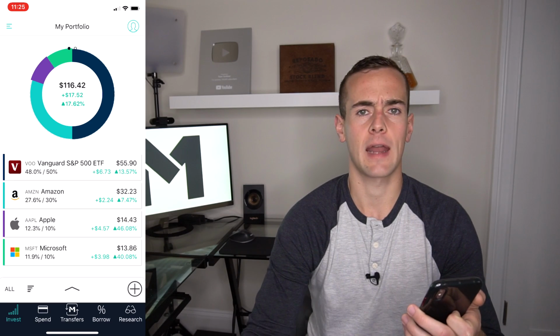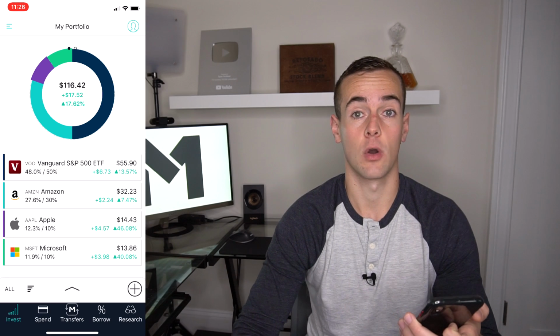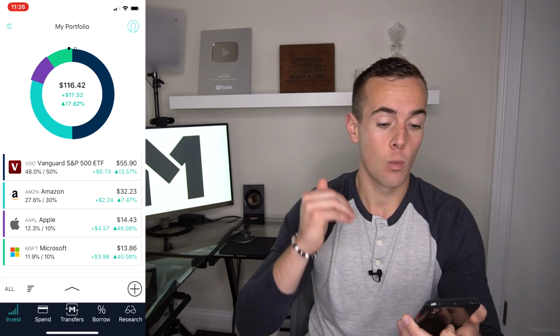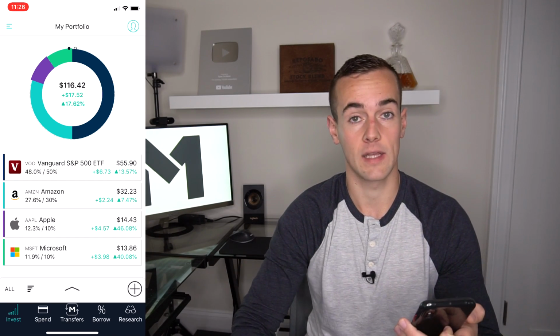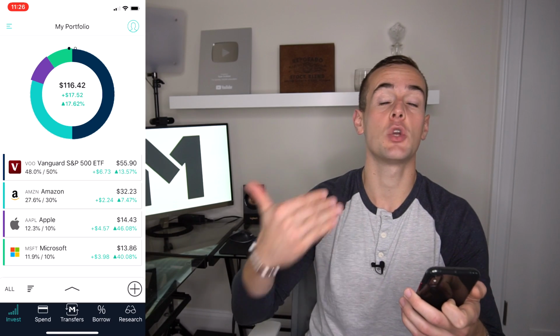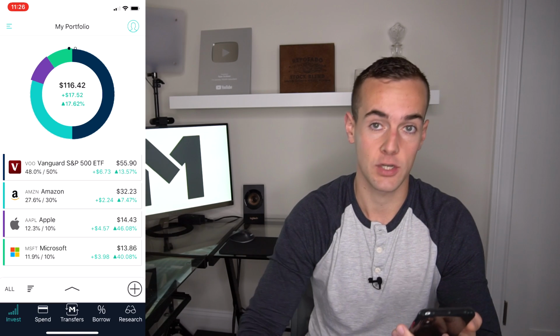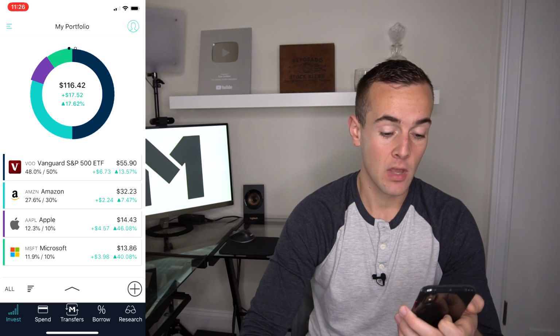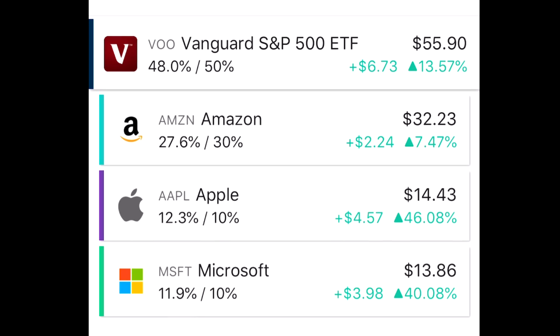And that's where it's different than apps like Robinhood, for example, where you're just buying whole shares of stocks and then having those stocks within your portfolio. Well, with M1 Finance, you design a portfolio yourself, or you use one of the expert portfolios. And then as you add more money to that portfolio, it's going to be spread evenly across those allocations. So in my case here, when I initially invested that $100, 50% of that money went into the Vanguard 500 ETF, 30% went into Amazon, 10% went into Apple, and then 10% went into Microsoft.